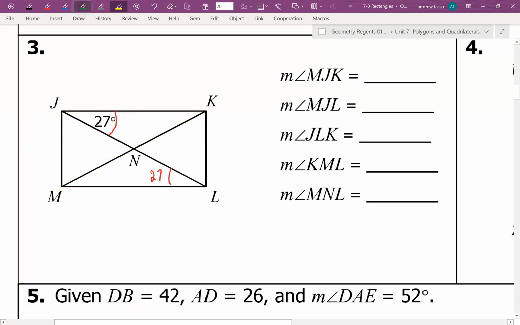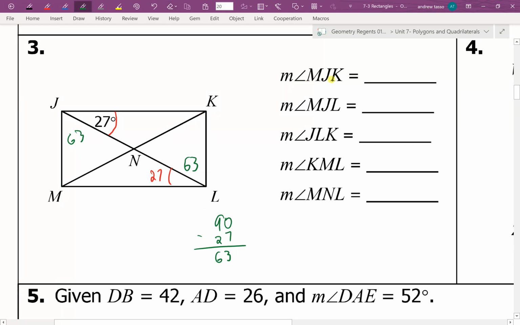If I remove this, then my next step would be to try to figure out this angle. And so I know that if I do 90 minus 27, that will get me 63. And that will go here. And it would also go in this spot here. And the reason for that is, once again, these are alternate interior angles for the other parallel lines. Okay.